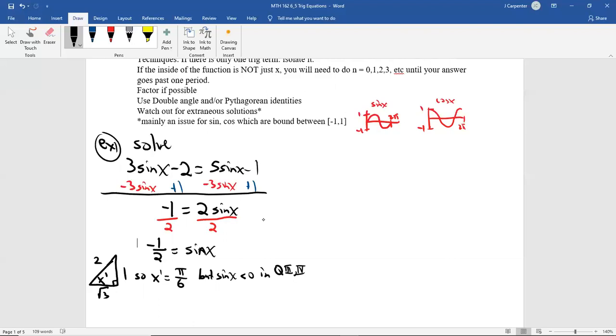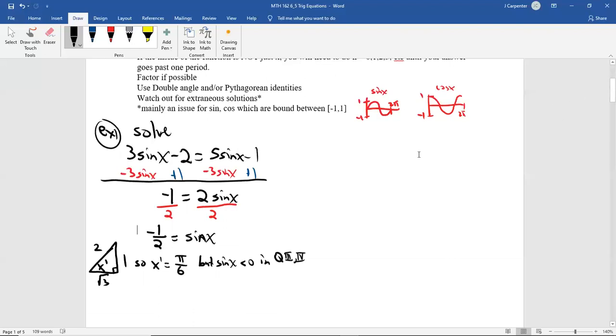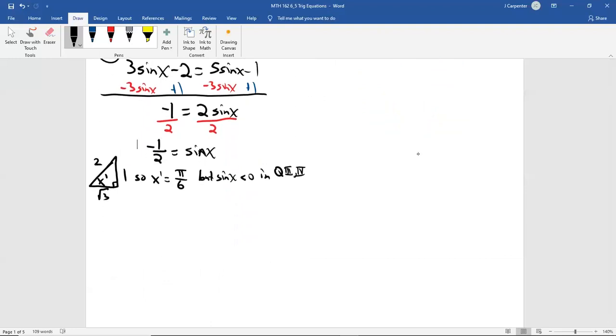So our reference angle of pi over 6, we need to put in quadrants 3 and 4. So that's going to be two solutions. Let's find the first one in quadrant 3. So let's put our pi over 6 here. So there's pi over 6. There's our reference angle in quadrant 3.